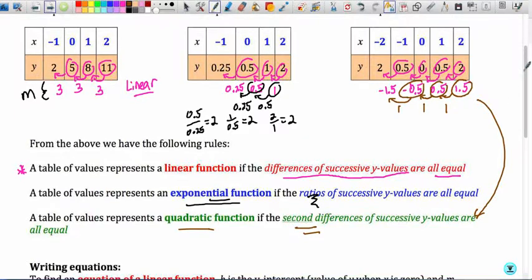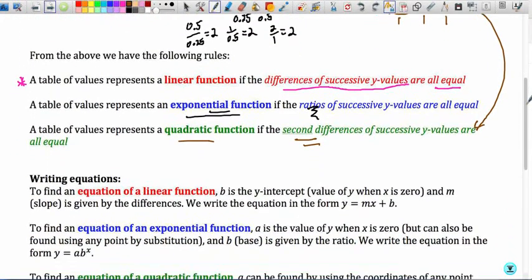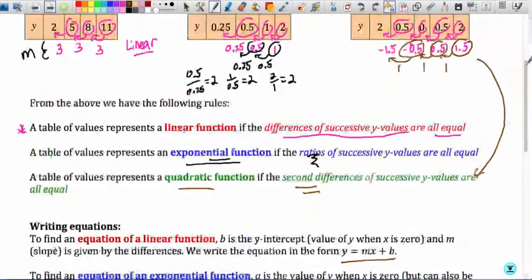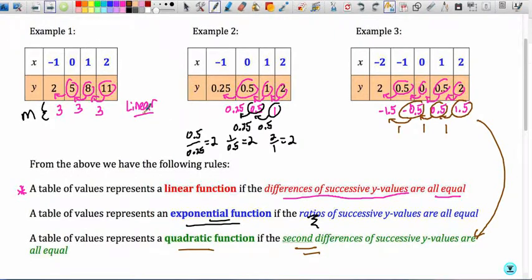And so what remains to do now is to write equations for each of these. And so we have one linear, one exponential, and one quadratic. Our linear function is in the form y equals mx plus b. So let's start there. Example 1 was linear. We already have our slope. The y-intercept is of course b, and the y-intercept occurs when x is 0. Fortunately for us, on our table of values, we have the point x equals 0, y equals 5, and that tells us that the y-intercept is in fact 5.